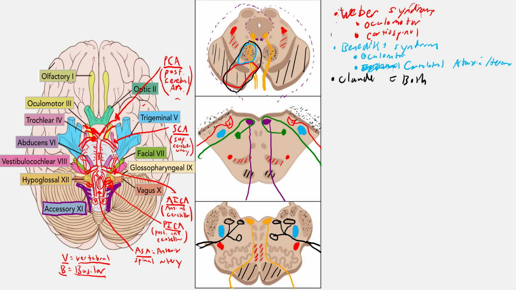All right, so those are going to be your main midbrain lesions. It's going to be Weber, where it's oculomotor and corticospinal. Benedict syndrome, which is going to be your oculomotor and your red nucleus or rubrospinal tract with contralateral ataxia and sometimes tremor. Or Claude, which is really both. Okay, so that is your midbrain lesions.